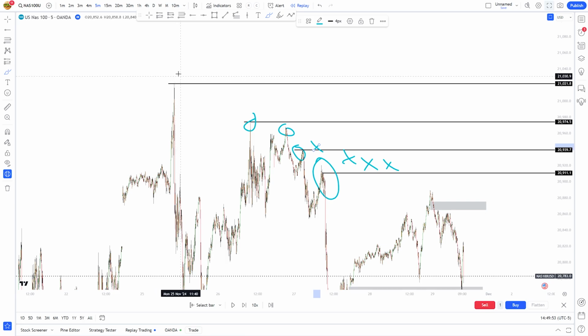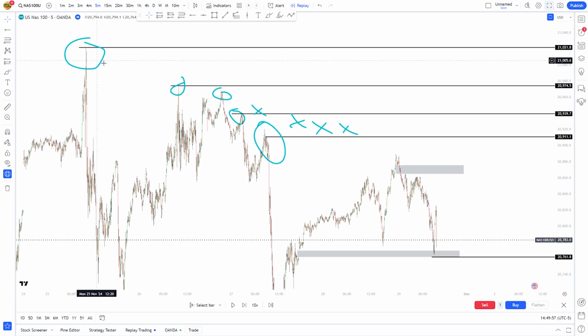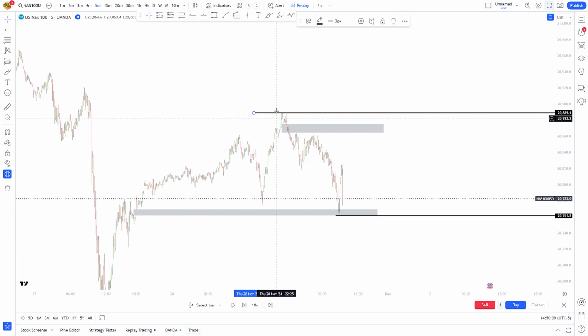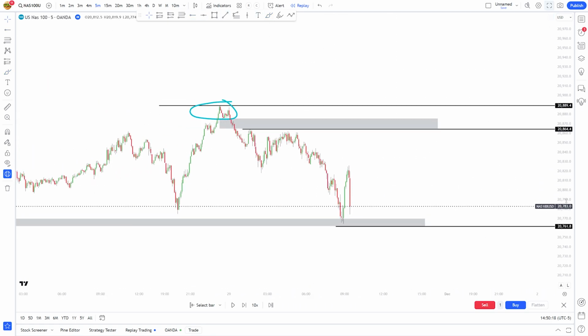And again, there's also this one, which is the all-time high of NASDAQ, and that could be another possible target. Now that is still very far away, so I'm honestly aiming for this and this, just to have a more realistic expectation.